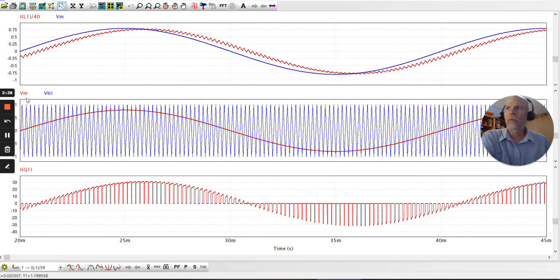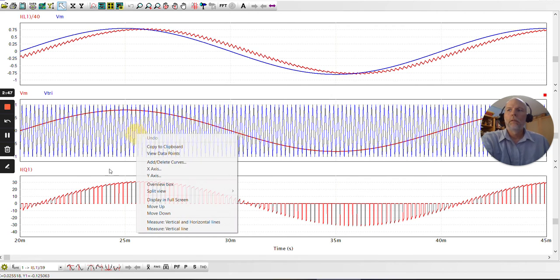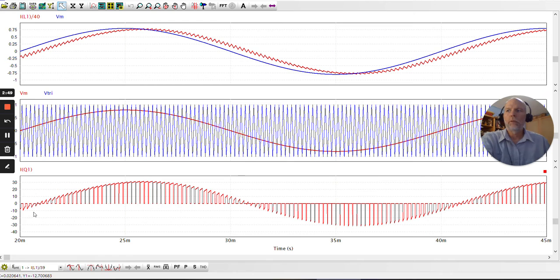And then on the next screen down, we have again the control signal being compared against the triangular carrier waveform, and the resulting current through Q1, the upper left FET. So you can see forward and reverse current flowing. So this is bipolar. What do we mean by bipolar?